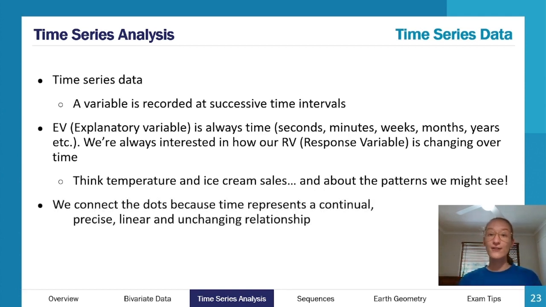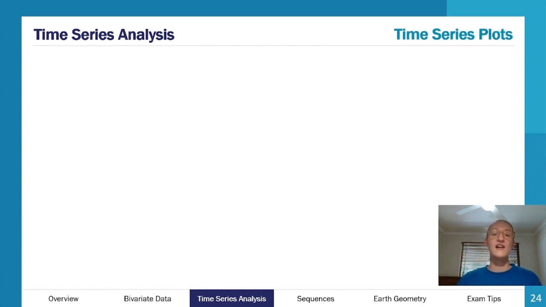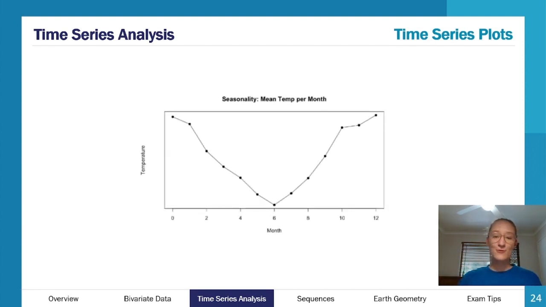We'll have a look at an example just in a second, but another thing I want to flag is that we do connect the dots in a time series plot because time represents a continual, precise, linear, and unchanging relationship. Whereas when we had our bivariate numerical data scatter plots, we just had heaps and heaps of points everywhere, so it made no sense to connect the dots. But with time series data, we normally just have one point at each time interval. And again, that's a continual, linear, and unchanging relationship. So we can connect the dots, like in the example we have here.